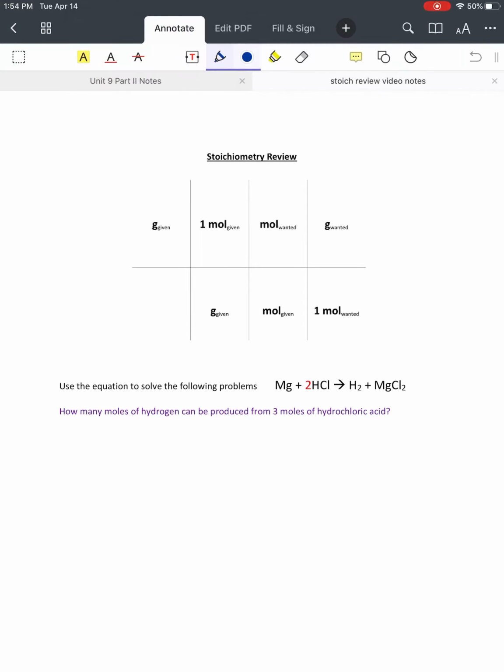Okay, so for all these problems, we're going to be using the same equation. Magnesium plus hydrochloric acid is going to yield hydrogen gas and magnesium chloride. So I've balanced my equation. My only coefficient is the number 2 in front of hydrochloric acid. One thing that I would write on my little foldable is right here, this little section. This is where that mole ratio is going to come into play. That's where I'm going to be looking at those coefficients, or red numbers in front of my elements or my compounds in my equation.